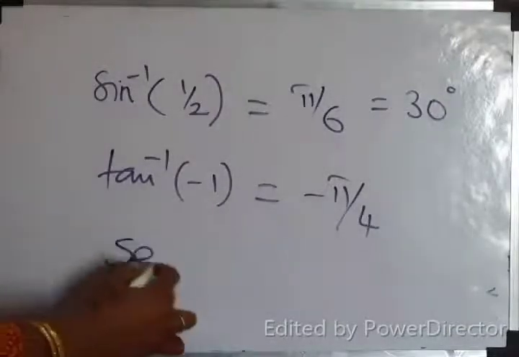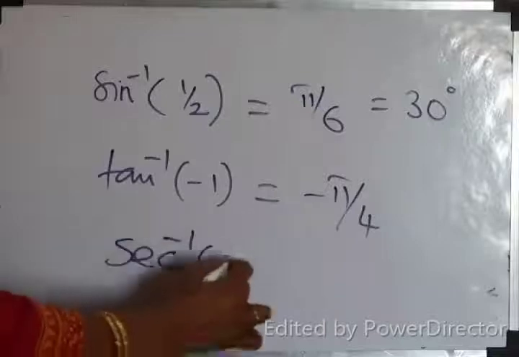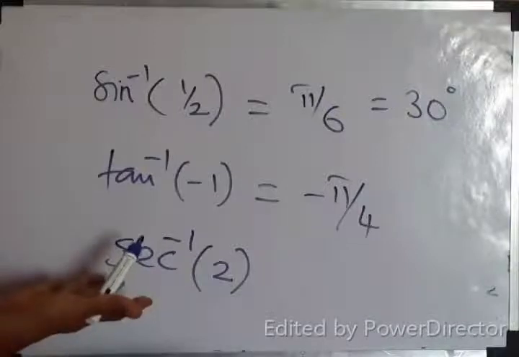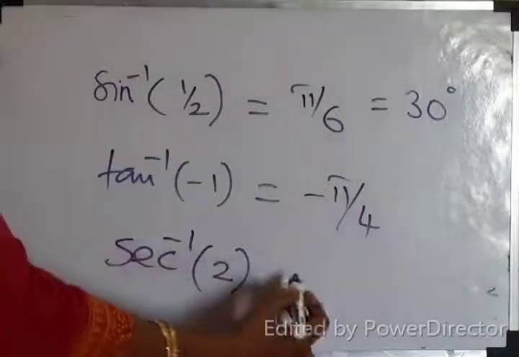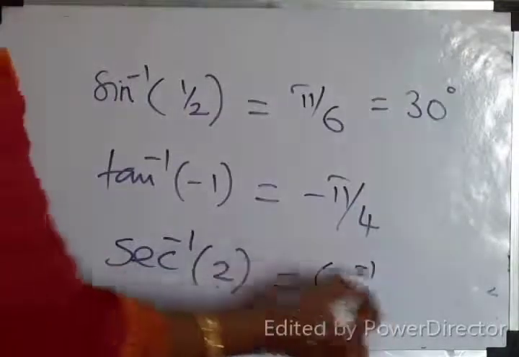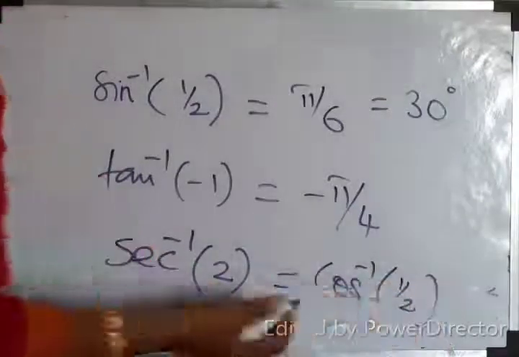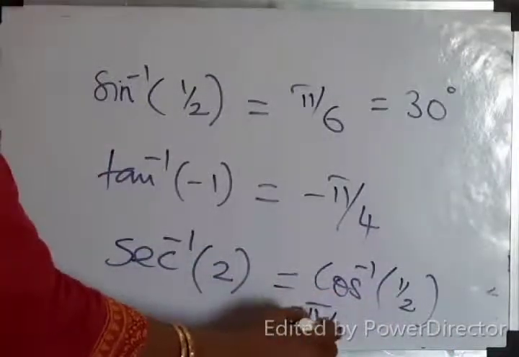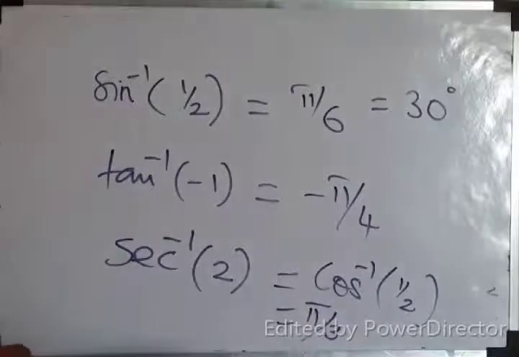Suppose the question is secant inverse 2. Ma'am, I don't know how to answer. Secant inverse you didn't teach. No problem. You can change it as cos inverse of the reciprocal, the number 1 by 2. What is cos inverse 1 by 2? Pi by 3. 60 degree.